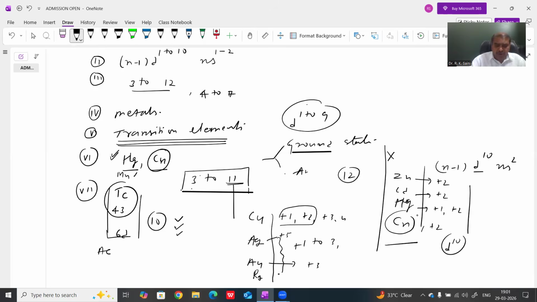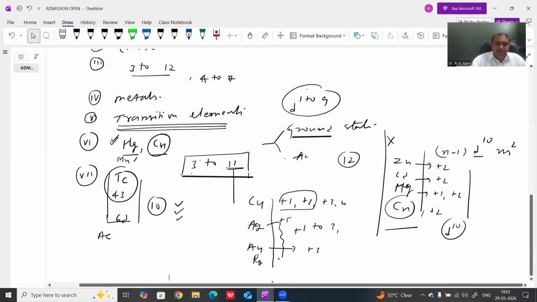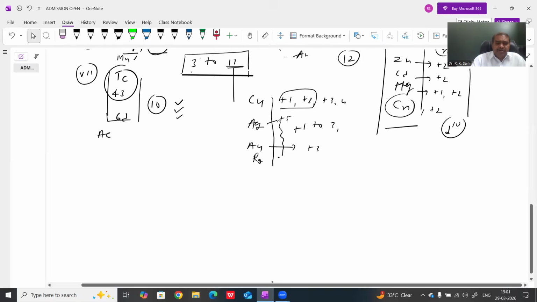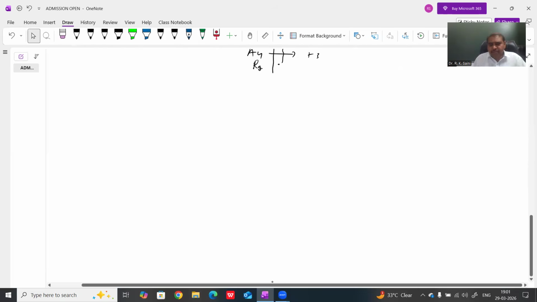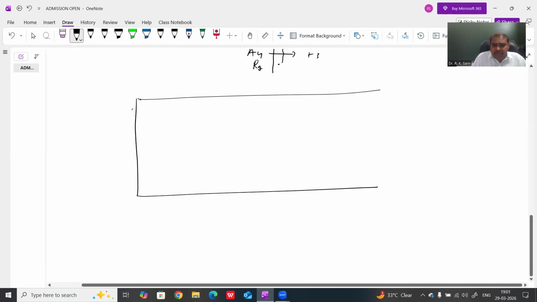Total 40 elements are there in the d block till date, and they are arranged in 4 series, namely the first transition series or 3d series, 4d series, 5d and 6d, and each series consists of 10 elements. For example, in the 3d series, 10 elements are there. The 4d series also has 10 elements.